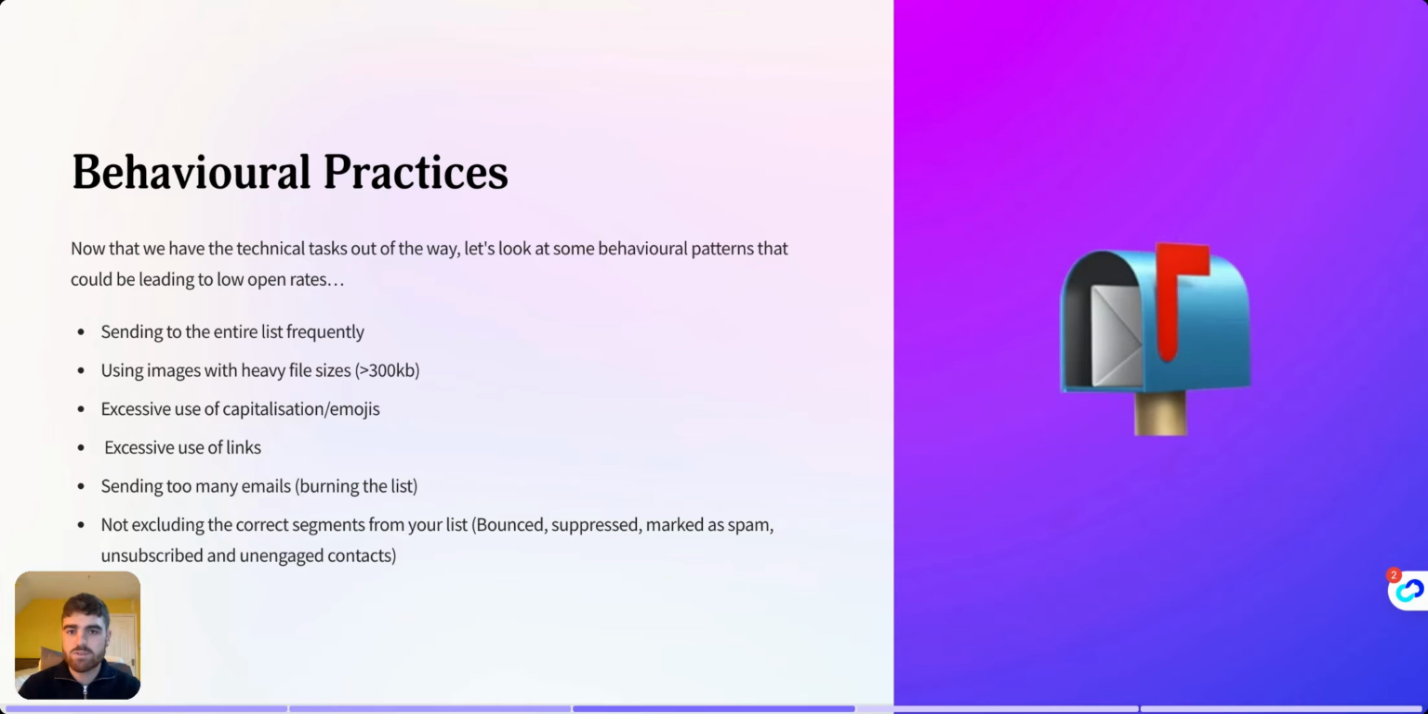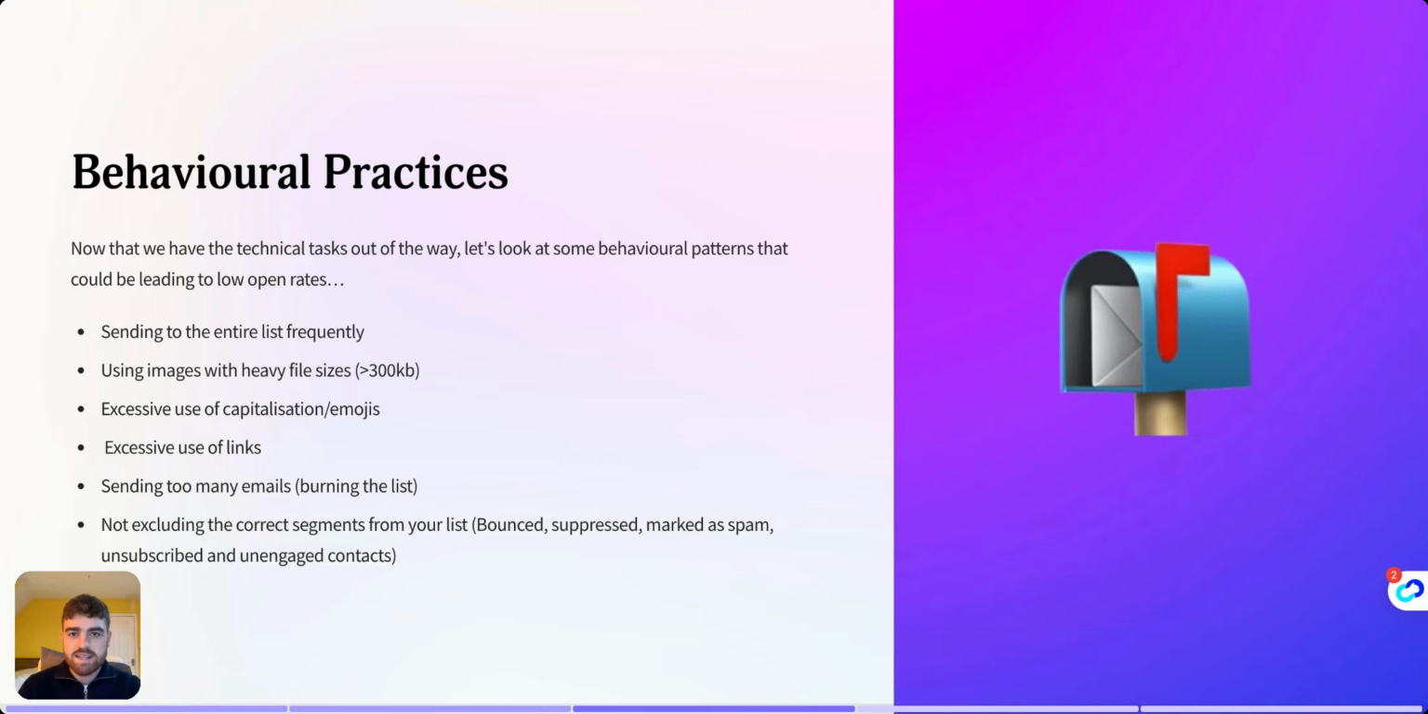Thirdly, you have excessive use of capitalization and emojis. Don't be using too much capitalization in your subject lines. It looks spammy, and obviously it can trigger spam filters as well. Excessive use of links. I see a lot of brands using product blocks, and there could be 8, maybe 10 different product blocks or products themselves in the emails. You don't need to do that. It's adding more links. Every time you add a link, you're increasing your chance of triggering spam filters. So stay away from that, and keep your email simple as well.